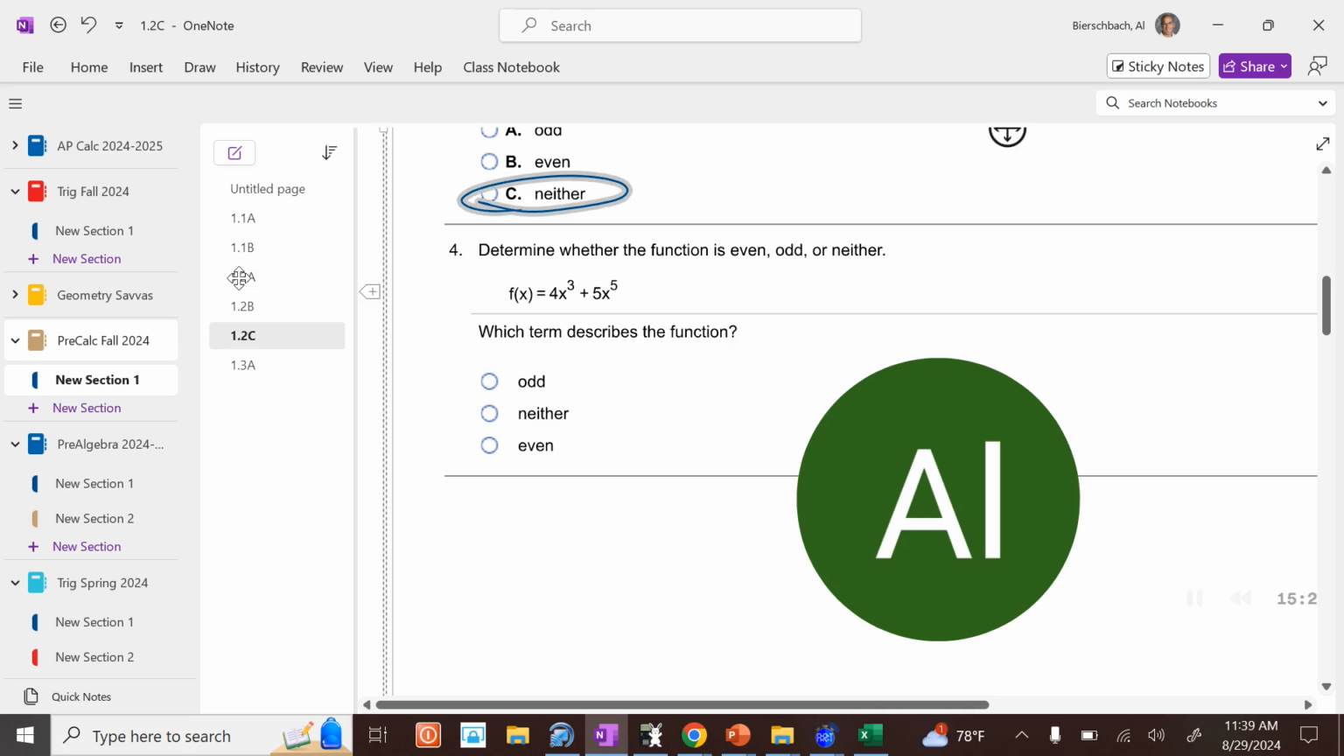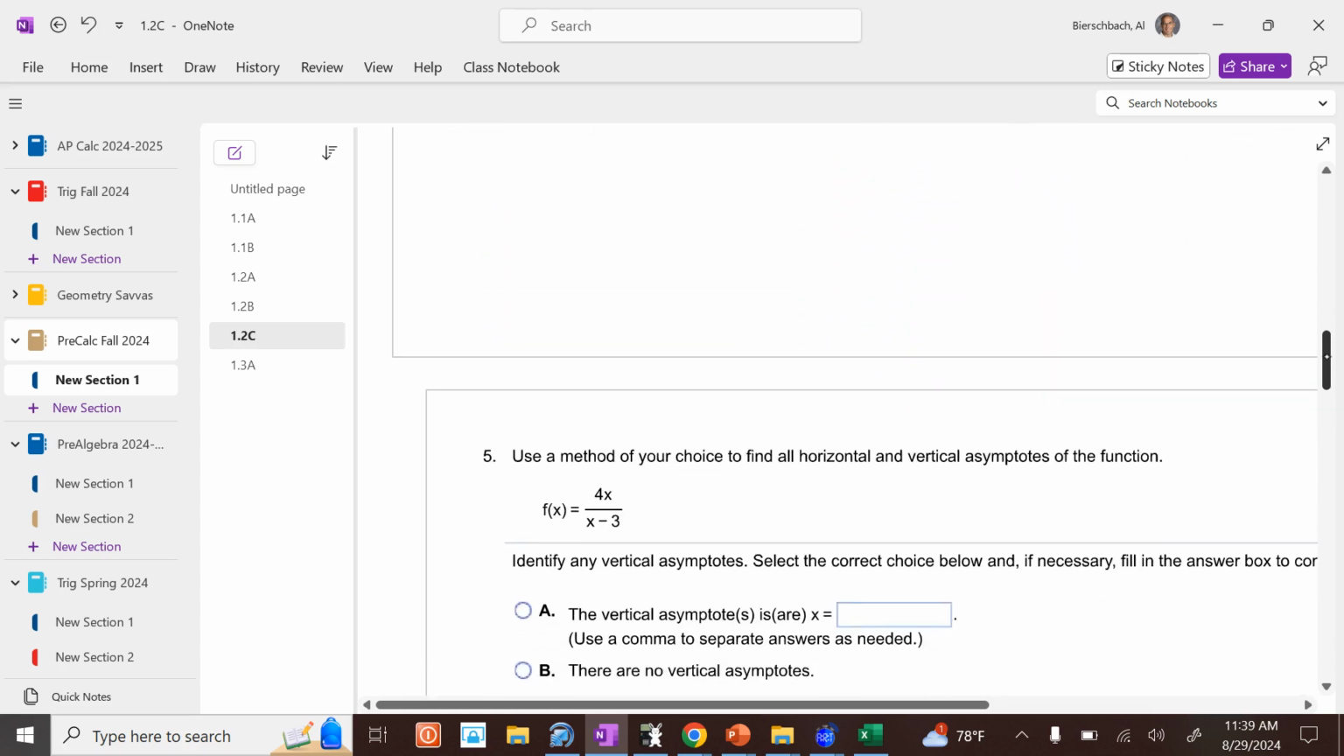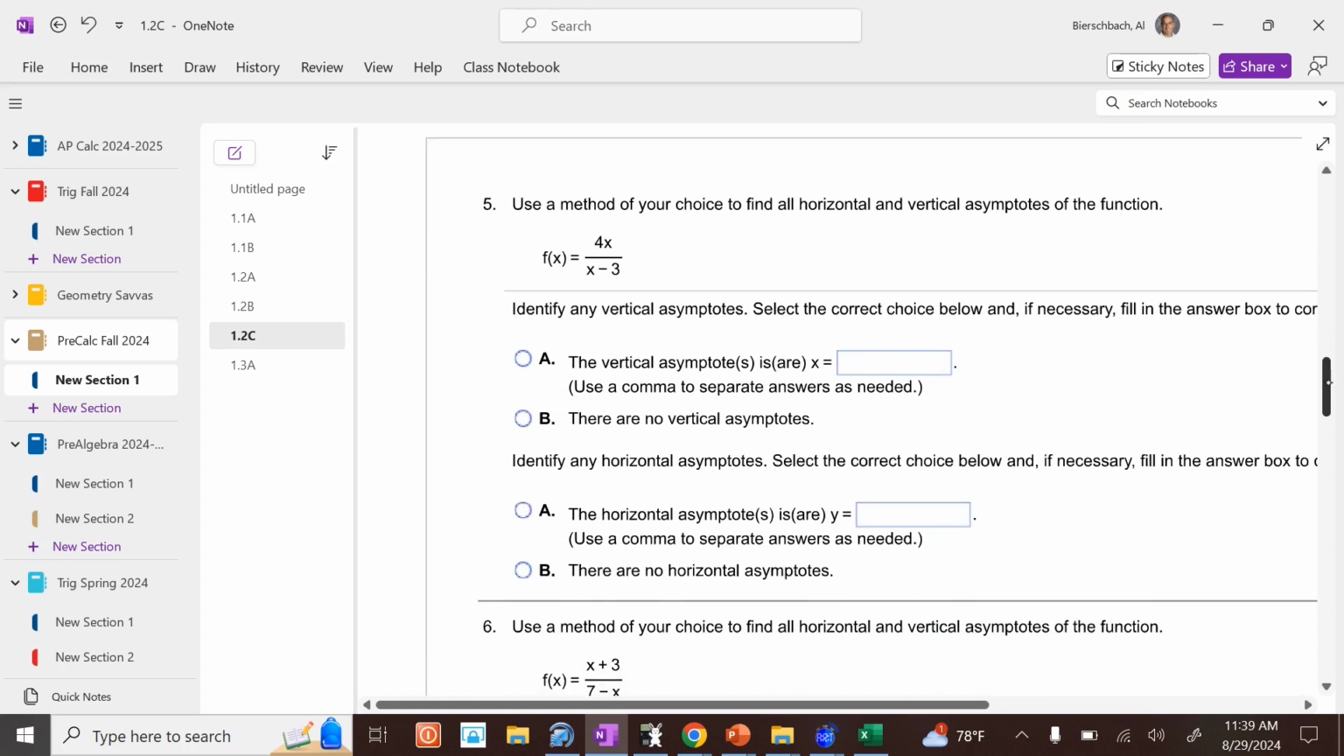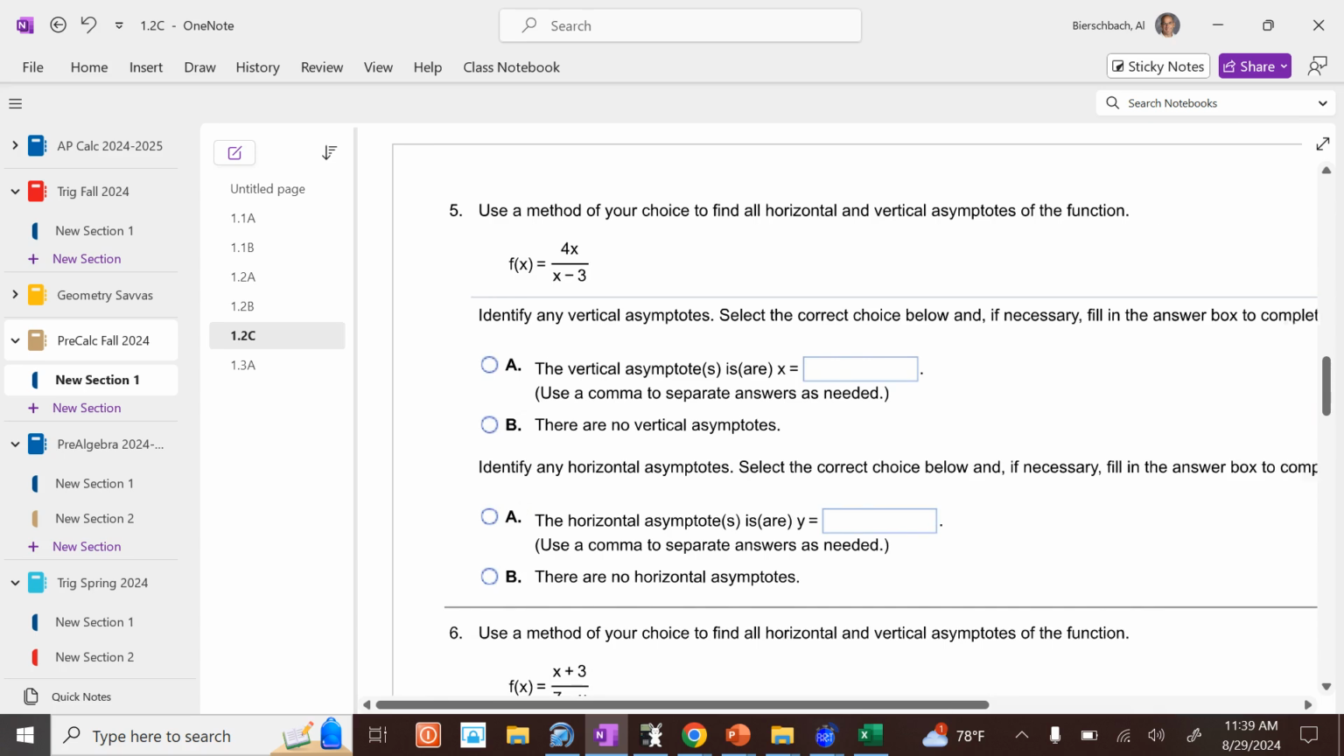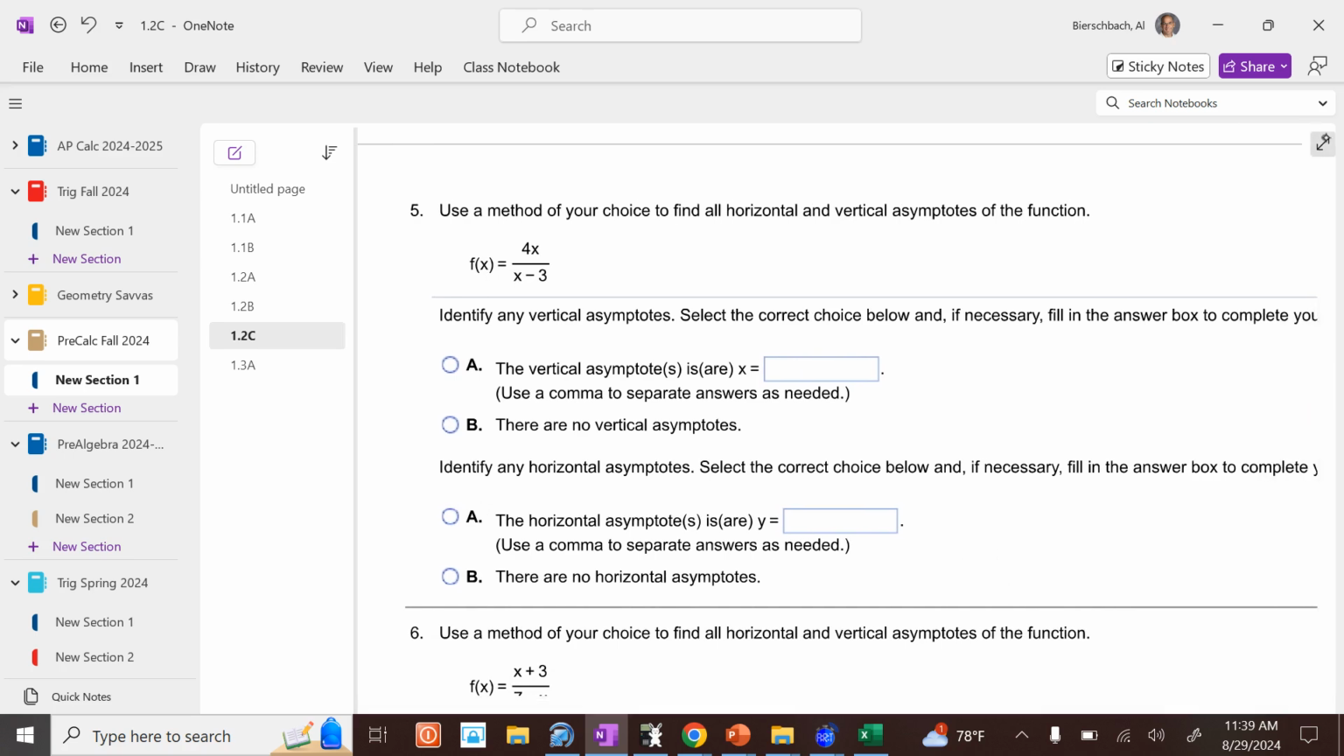So, what type of function would this be? It would be an odd function because both the powers are there. Okay, then we'll talk about asymptotes.